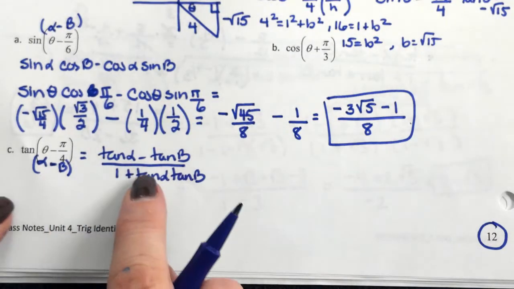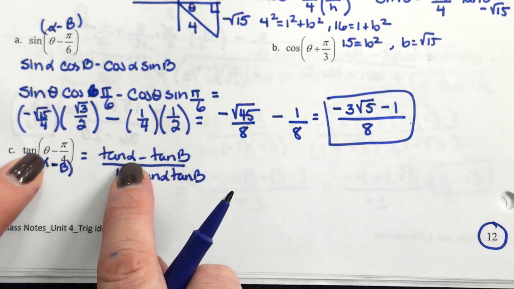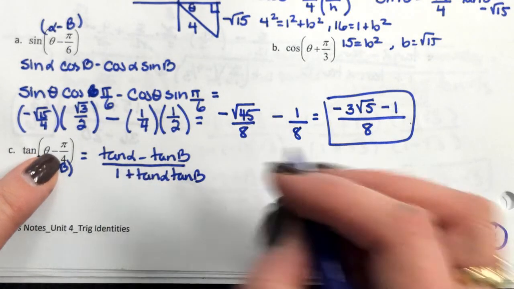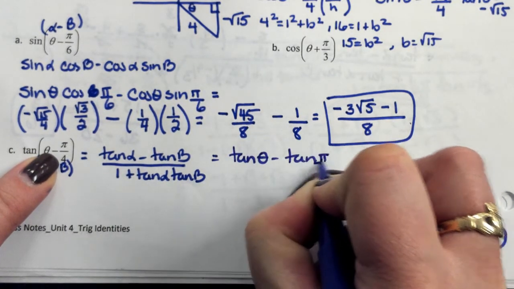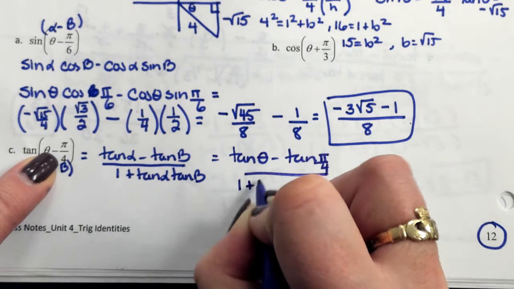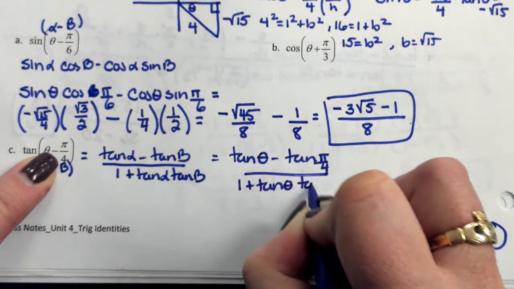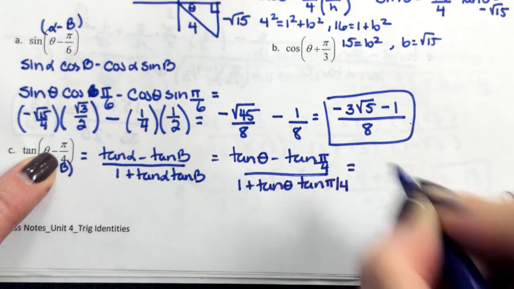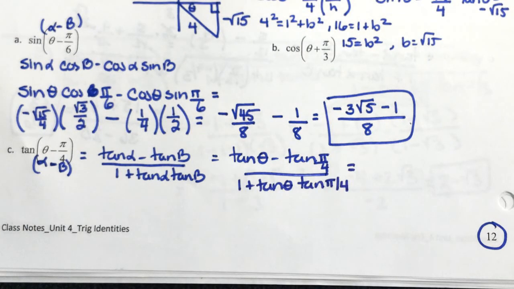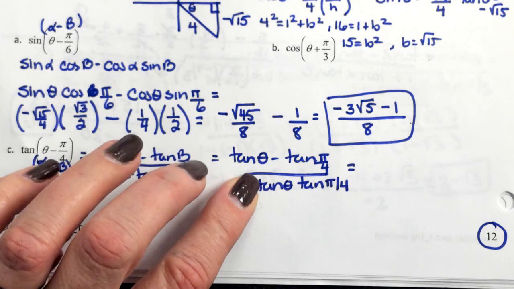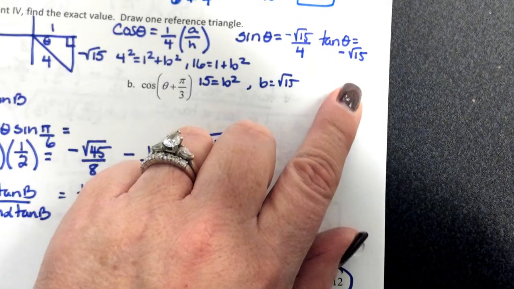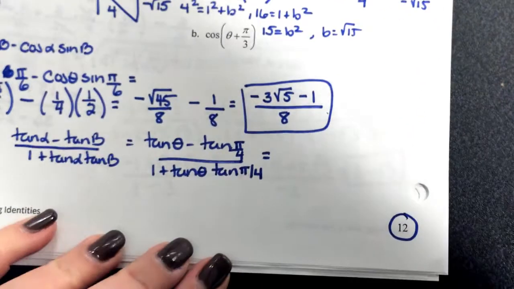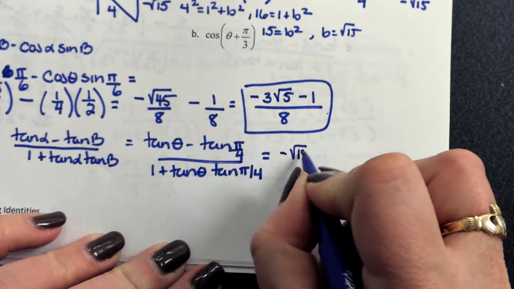Again, now substitute. Anywhere I see an alpha, I'm going to plug in a theta. Anywhere I see a beta, I'm going to plug in a pi over 4. So tangent of theta minus tangent of pi over 4 all over 1 plus tangent of theta, tangent of pi over 4. So tangent of theta, I have to look at the reference triangle that I set up. Remember, I found the tangent value to be negative square root 15. So I'm going to plug in negative square root 15.